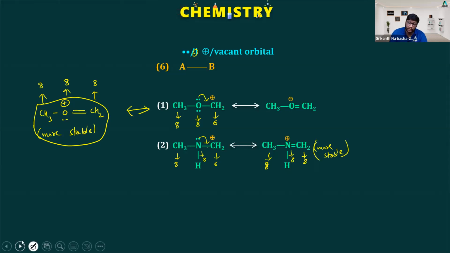The first rule is we have to check the octet electronic configuration, like 8 electrons should be present around all atoms in the resonating structure. If that is present, that resonating structure is more stable.